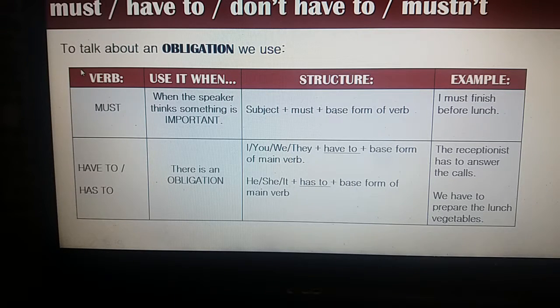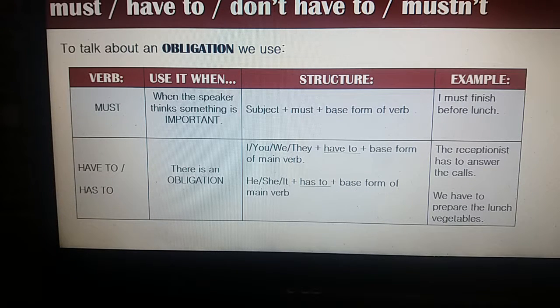And we will start with the expression must and have to and has to, because they refer to the same thing. They refer to an obligation. We use must, have to, or has to when we talk about an obligation. We use must when the speaker thinks something is important. Okay, when the action is important to do.